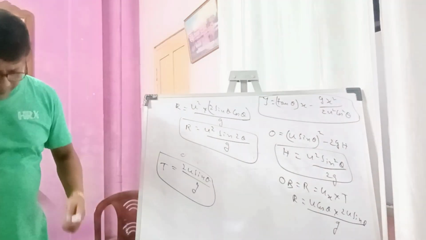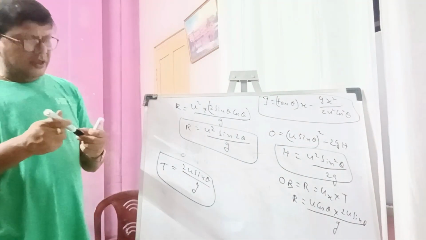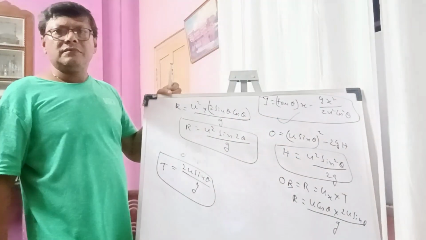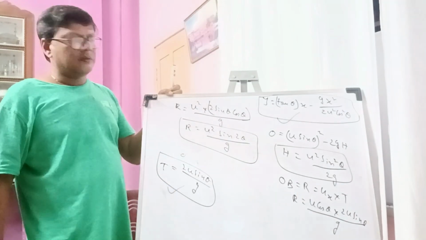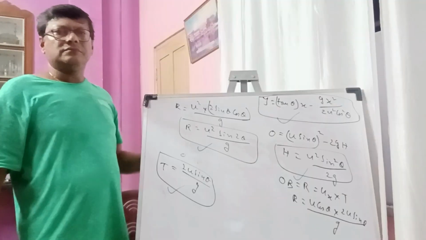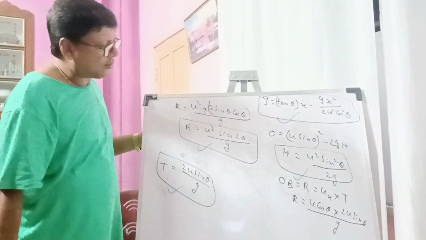So what we have discussed here: the parabolic equation, the total time of flight, the maximum height, and the range. Those are the four formulas in general in projectile motion.